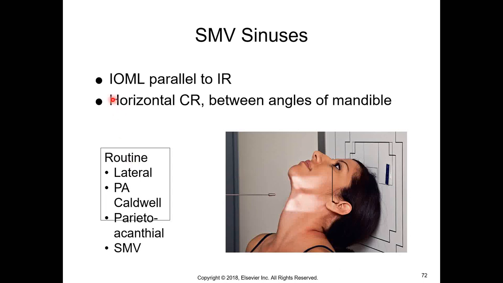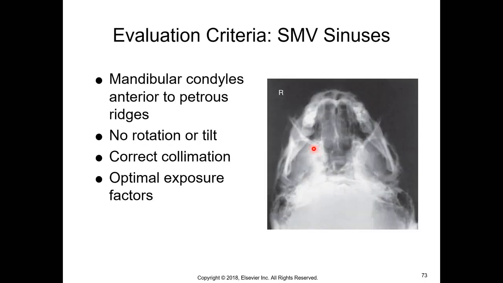SMV for sinuses. Oh, look, your IOML is still parallel to the image receptor. Still doesn't change. Your beam is going to be between the angles of your mandible. Still doesn't change. It's the same thing. The difference is that you want to have that nice exposure so that you can see the sinuses. So again, your sphenoidal sinuses are the closest to the center of the image or the center of your cranium. And then your ethmoids are just anterior to the sphenoids right here. And you want to make sure that the mentum is not superimposing the ethmoid sinuses. If the mentum is superimposing these ethmoid sinuses, you really need to extend that neck out of the way.